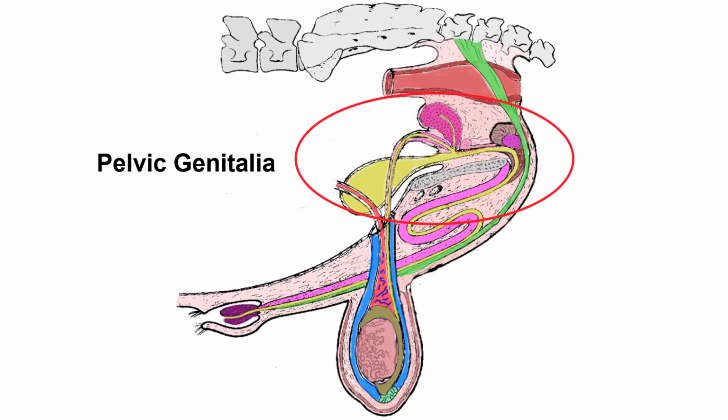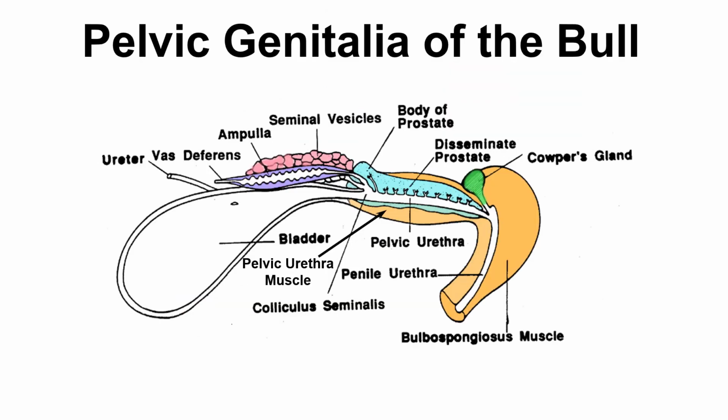We are going to move inside the body of the bull, to what is referred to as the pelvic genitalia. So again, this portion here is known as the pelvic genitalia. So of course, it is found within the body. This is found outside the body. And this is known as pelvic genitalia because it is found within the pelvic cavity. This diagram is the pelvic genitalia of the bull.